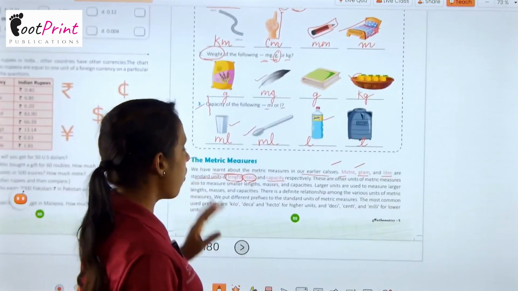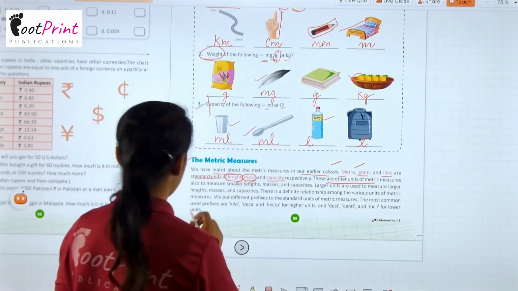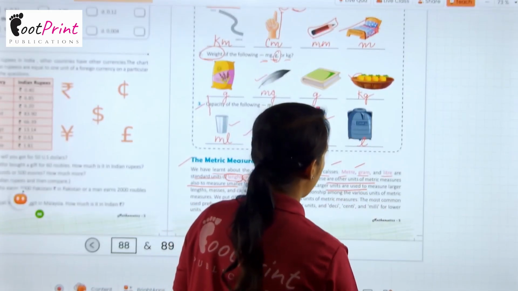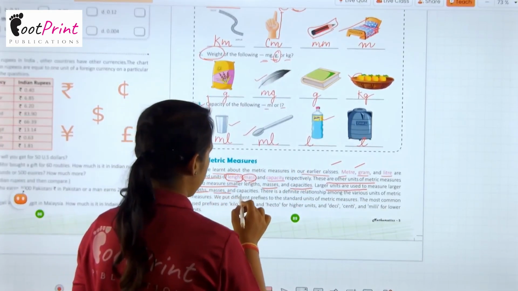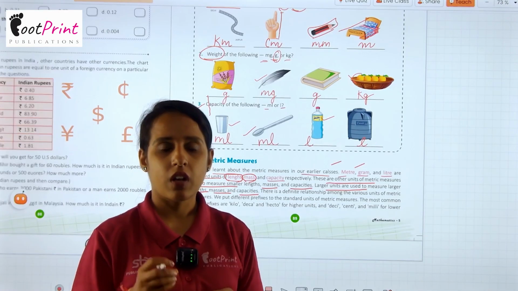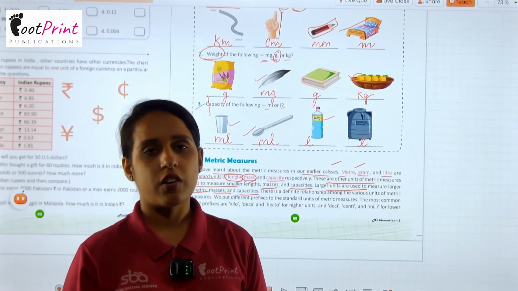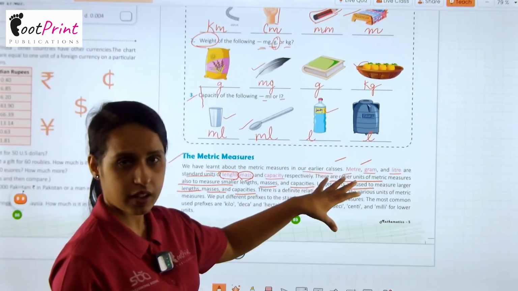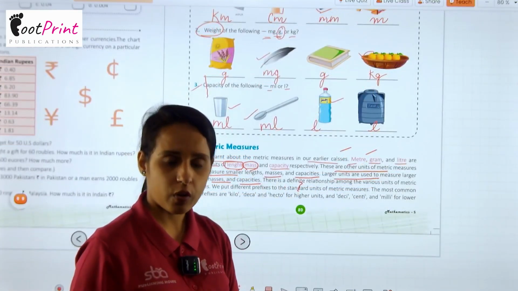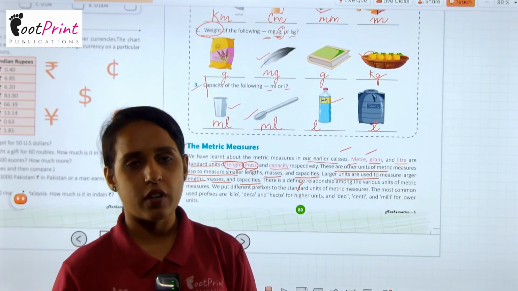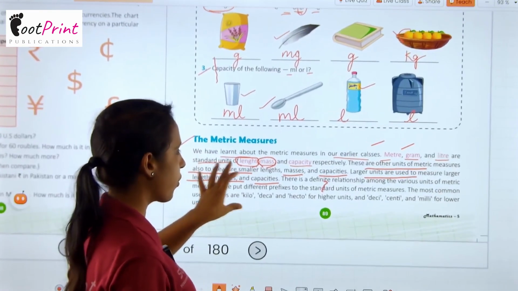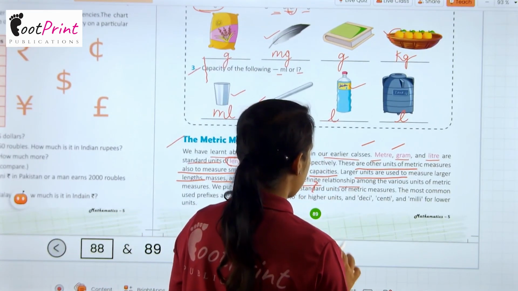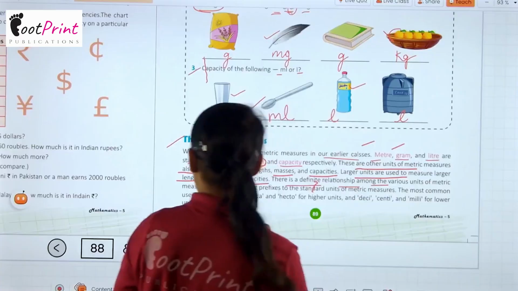Now there are other units of metric measures also, to measure smaller lengths, masses and capacities. Larger units are used to measure larger lengths, masses and capacities. If we want to find a larger length, larger mass or larger capacity, we will use larger units of these given units. Or if we want to find a smaller length, smaller mass or smaller capacity, we will use a smaller unit of these units. So there is a definite relationship among the various units of metric measures.